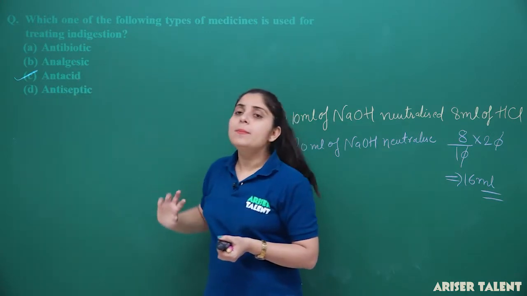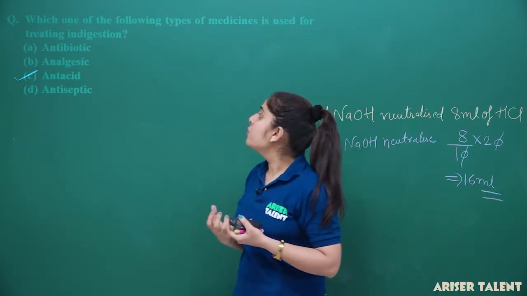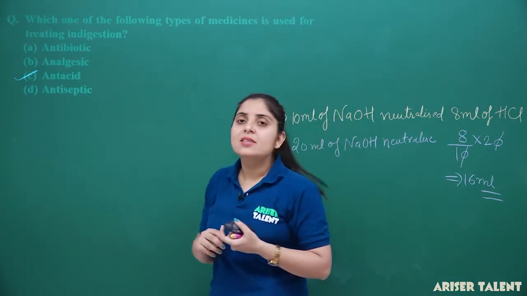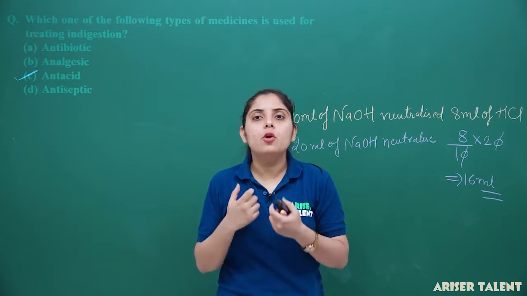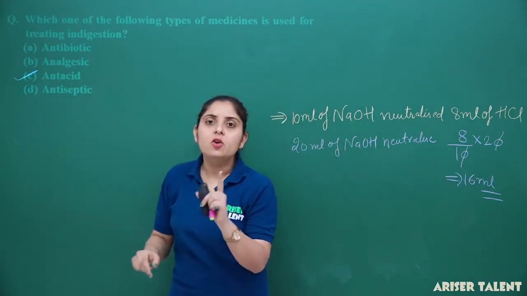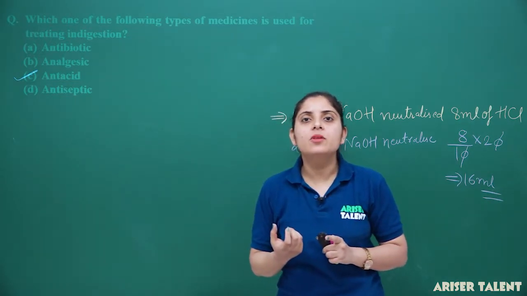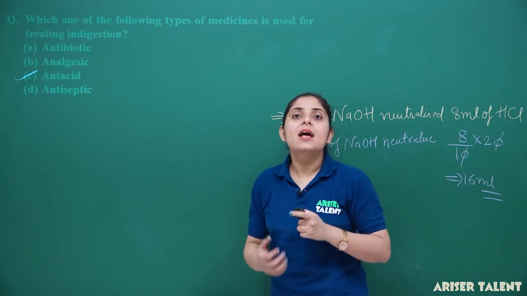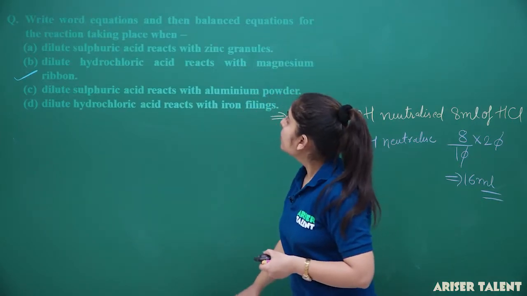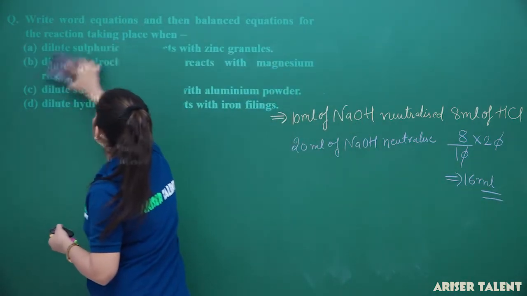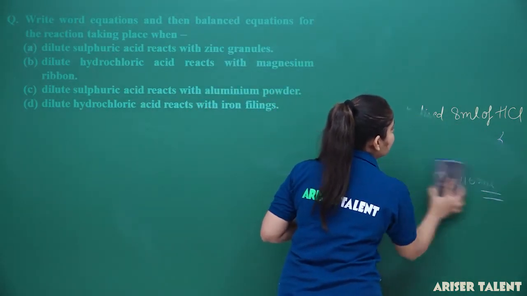Now, antibiotics are substances used to fight infection in our body. Analgesics we can use as a painkiller. Antiseptic is used to inhibit the growth of microorganisms. So there is only one option, that is antacid, and antacid is used to neutralize the acidity in the case of indigestion. Now we are moving to our next problem. Write the word equation and balance the reaction taking place. So we are writing the word equation and the symbol equation of the following compounds.